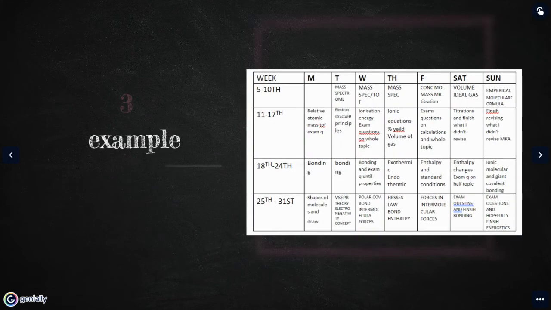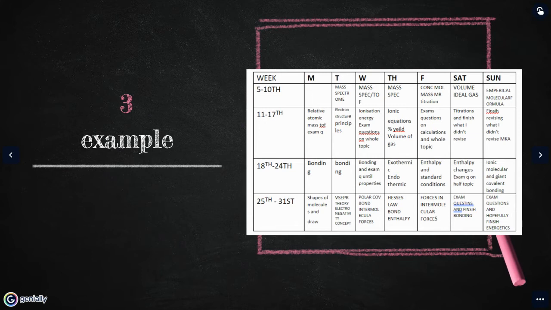Here's an example of what I've done currently at school. So over here you can see that for bonding, I've given myself Monday, Tuesday, and Wednesday to do bonding, and I've said I'll do exam questions on Wednesday, and then I'll do this on Monday and this on Tuesday.